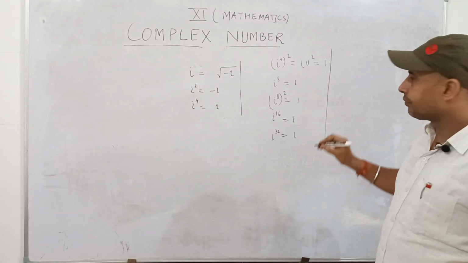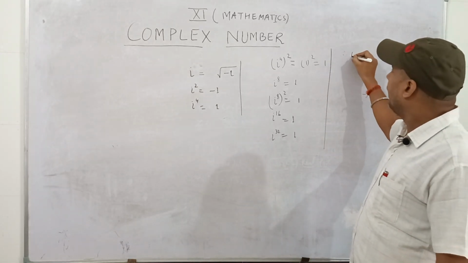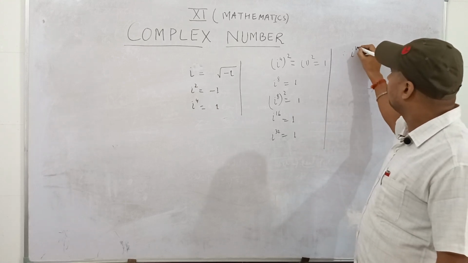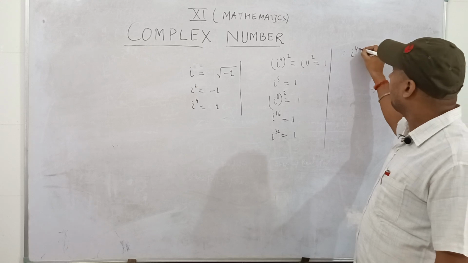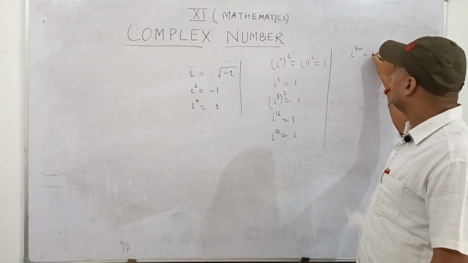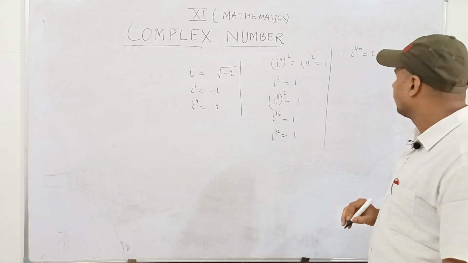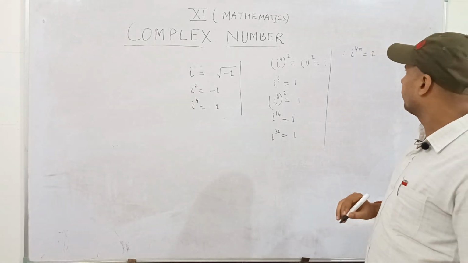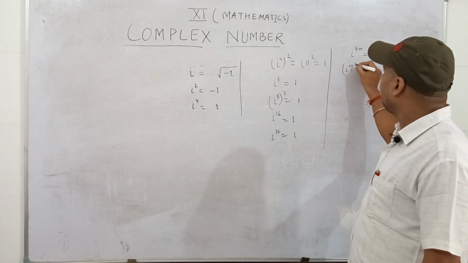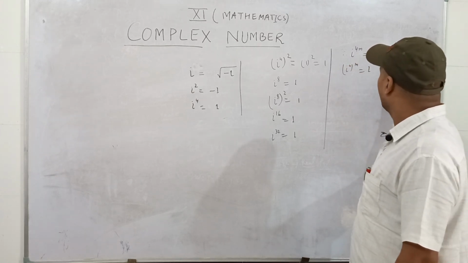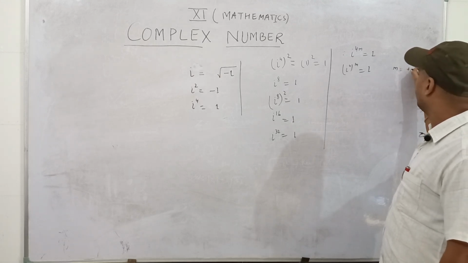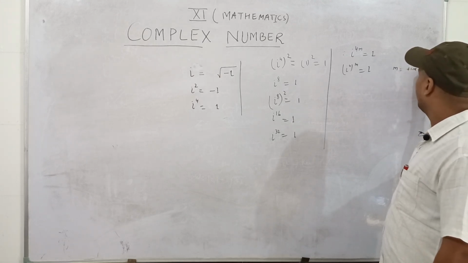It means i to the power 4m is 1. I to the power 4 to the power m is also 1, where m is a positive number.